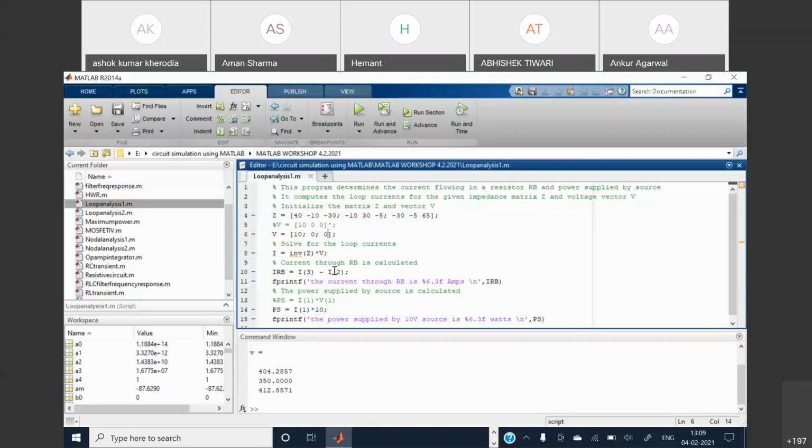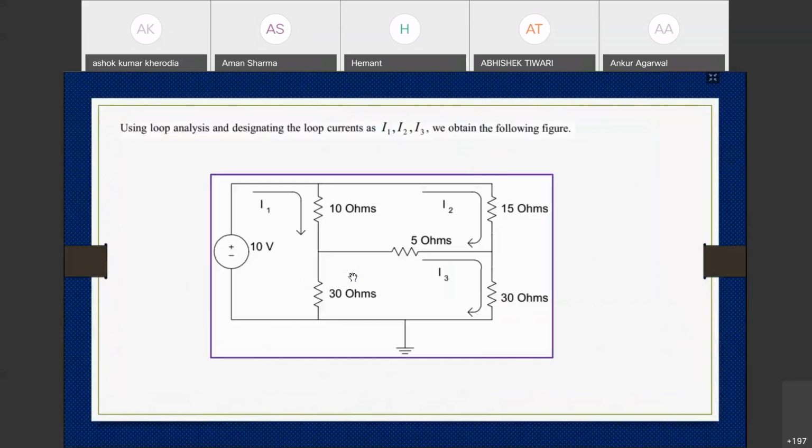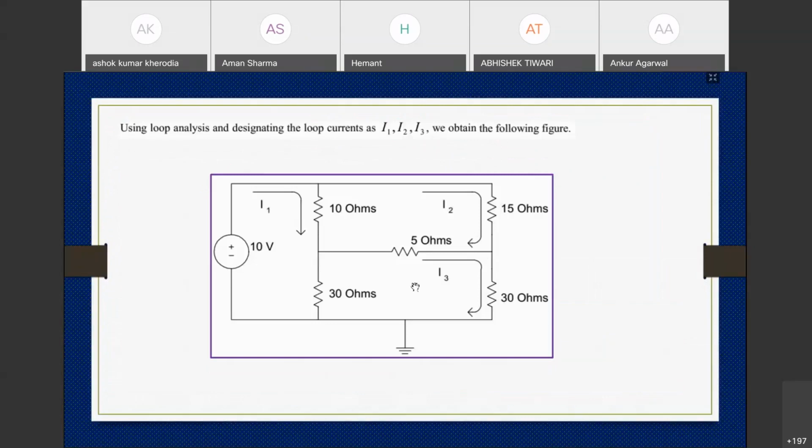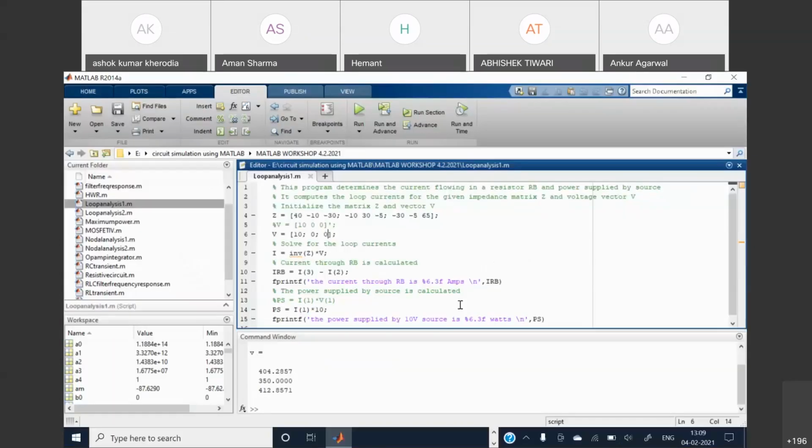Then to compute the current flowing into RB, where is RB? This is your RB. So what is the current? It can be I2 minus I3 or I3 minus I2, depending on direction. So I'm writing IRB equal to I3 minus I2. If I want to print, I can use the fprintf statement, and whatever you want to write, such as the current through RB is, specifying how many digits you want, in amperes.